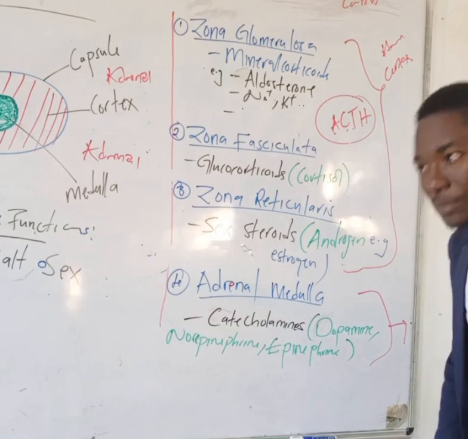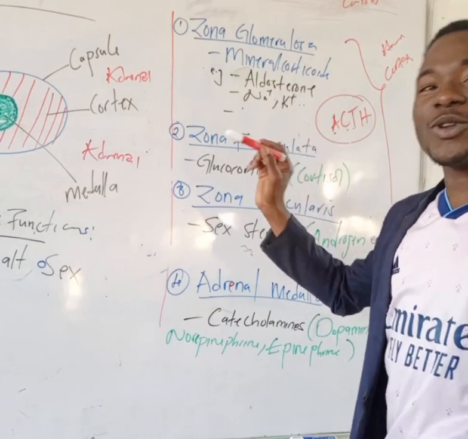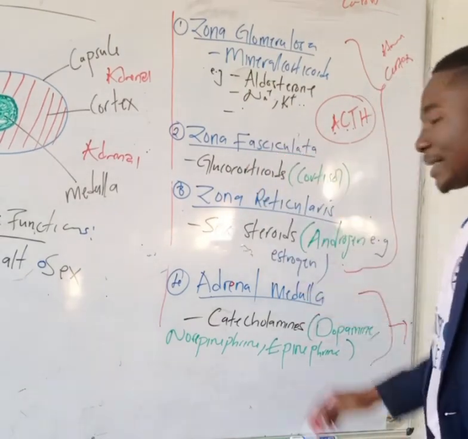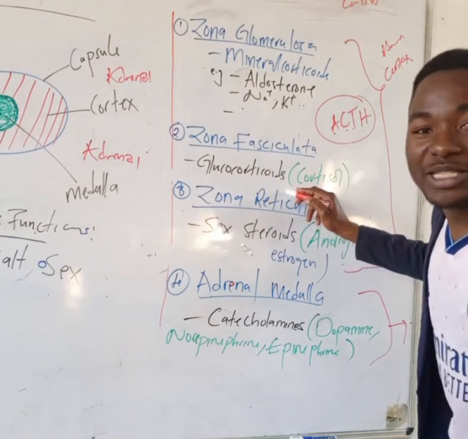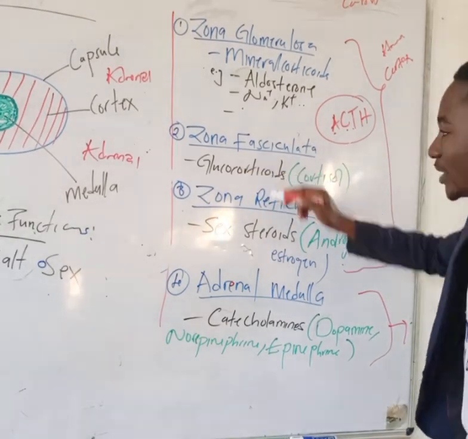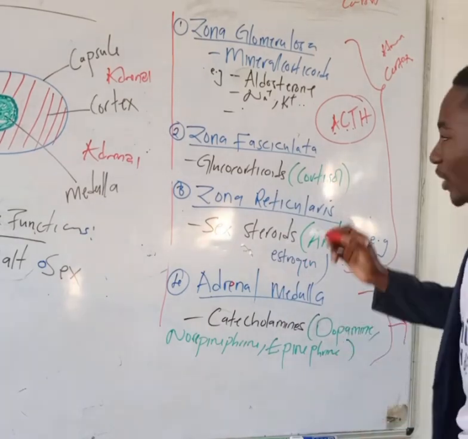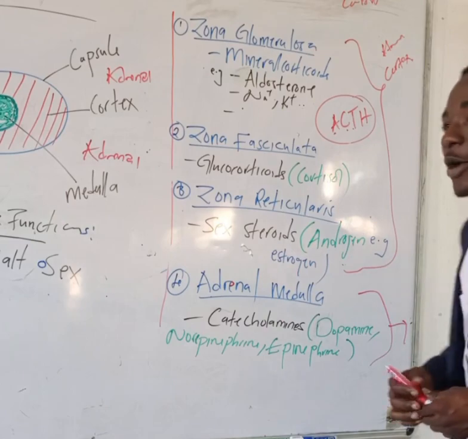What is the take home? The take home is that the glomerulosa produces what? Aldosterone. The zona fasciculata produces what? Glucocorticoid. Gluco means glucose. So glucocorticoid is what? Glucocorticoid is cortisol. That's the hormone that is referred to whenever they say glucocorticoids.